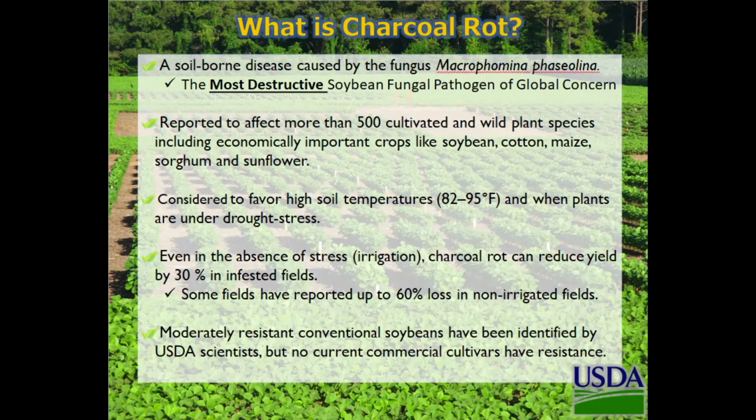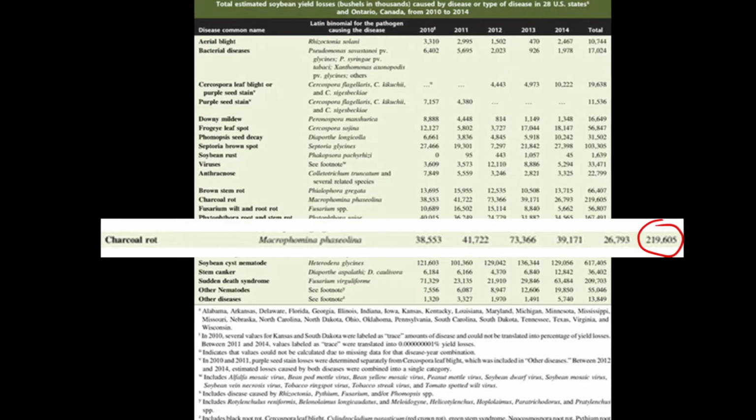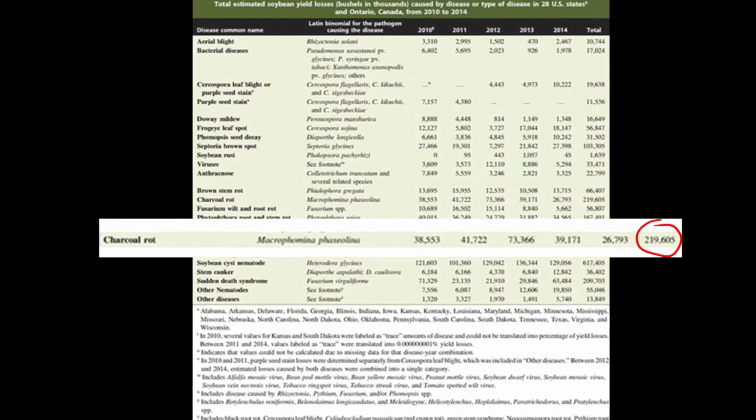When it has no host to infect, charcoal rot can survive in the soil for up to 5 years. It also favors high soil temperatures and when plants are under drought stress. When severe, this disease reduces yield and seed quality in the United States.